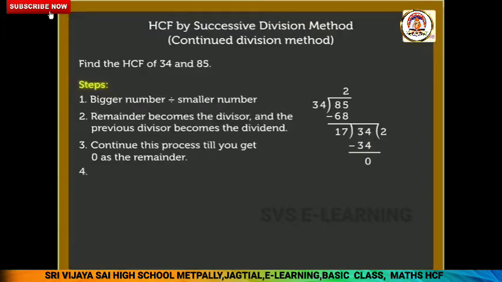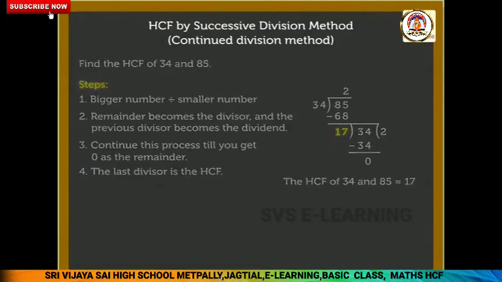Step 4. The last divisor is the HCF. Here, the last divisor is 17. Therefore, HCF is 17. Hence, the HCF of 34 and 85 is 17. Let us solve another example by successive division method.